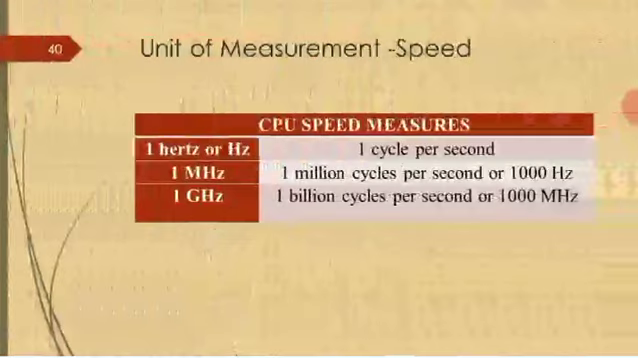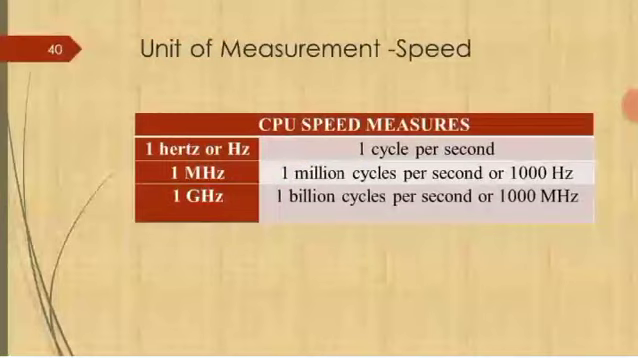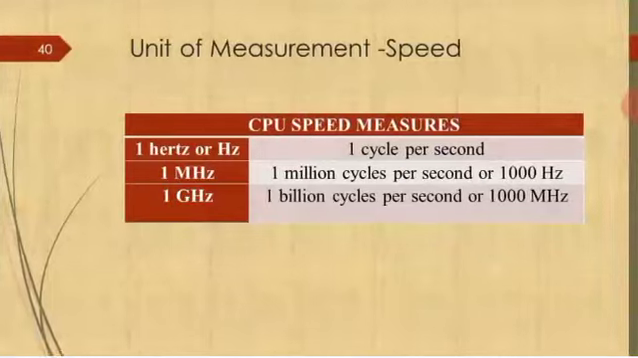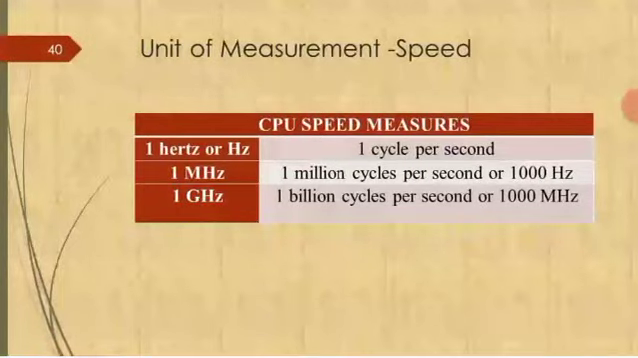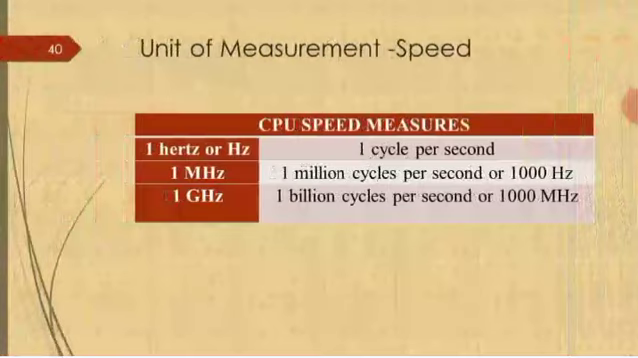So 1 hertz is 1 cycle per second. 1 megahertz is equal to 1 million cycles per second, or 1000 kilohertz. 1 gigahertz is equivalent to 1 billion cycles per second, or 1000 megahertz. So that is that. We're done with the unit of measurement.